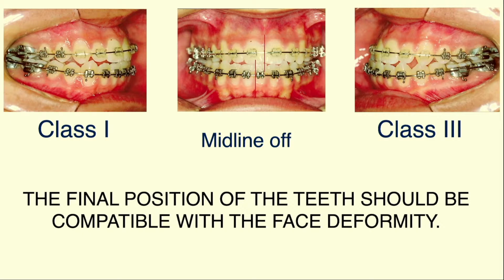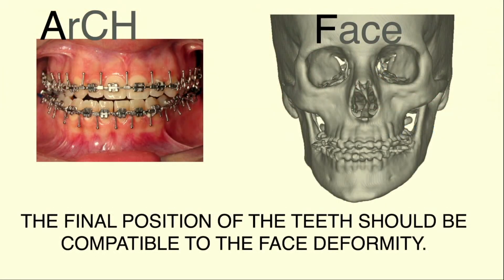Here we have the orthodontic preparation for this patient, and I got a one-side crossbite, midline off, and the maxilla is okay. So I can decompensate, I can prepare this patient in both arches, but I can do surgery in just one arch. It's not a problem. The final position of the teeth should be compatible with the face deformity. That's the point that we have to think about.